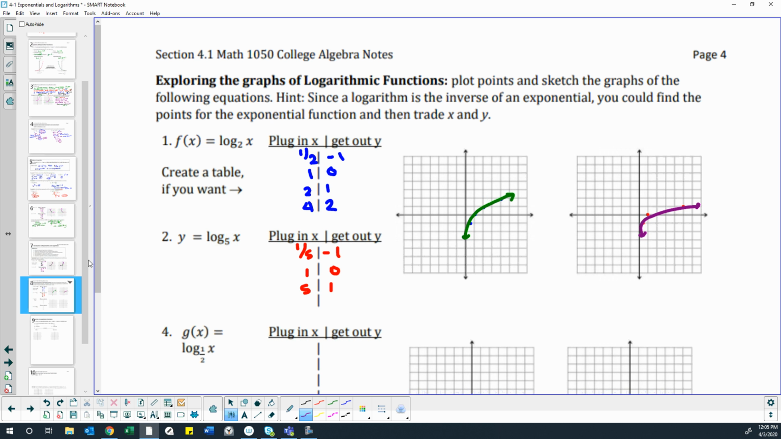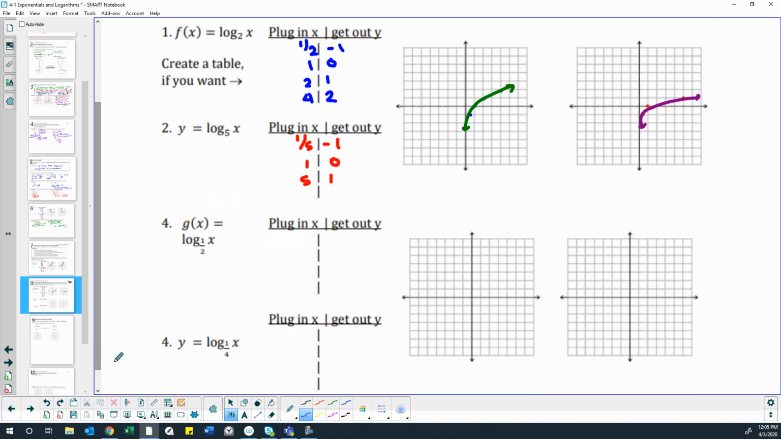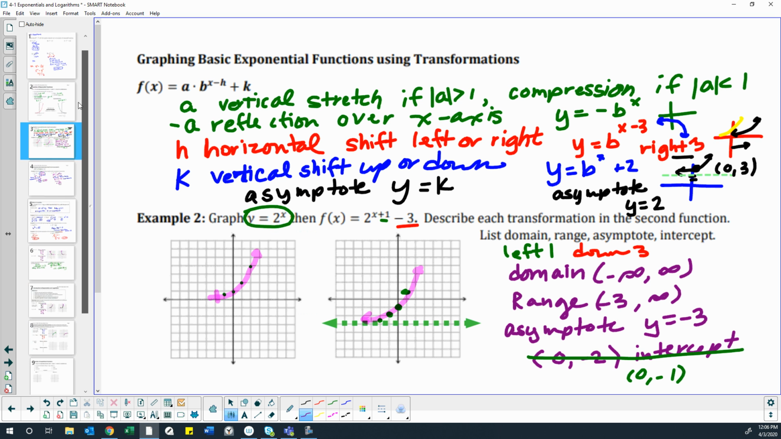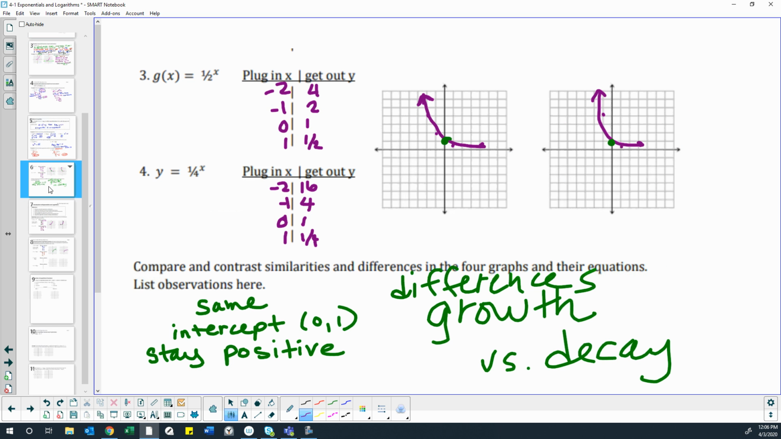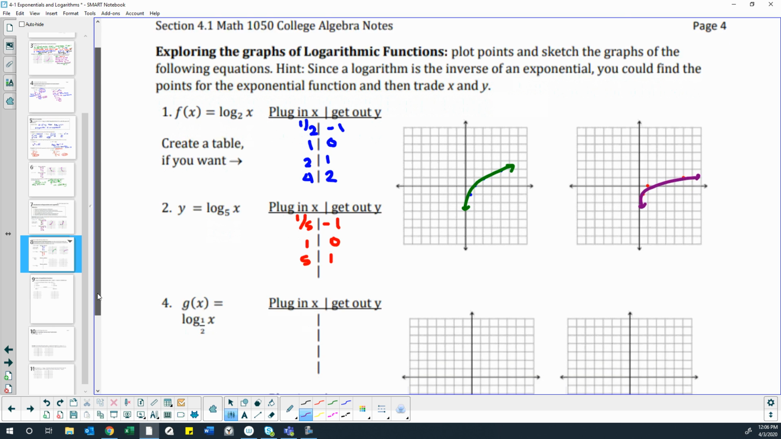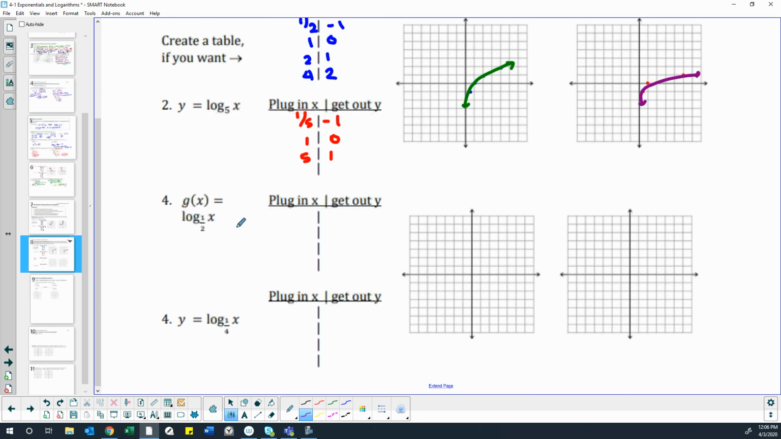Okay, let's look at what happens if our base is a fraction, because that's going to be the inverses of the other two problems we looked at. So I think, see if I can find them. They're in here somewhere. So see, these were decay. So these logarithms are the inverses of exponential growth. So what's the inverse of exponential decay? So let's look at these.